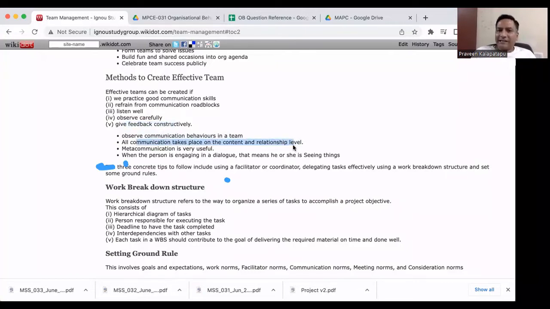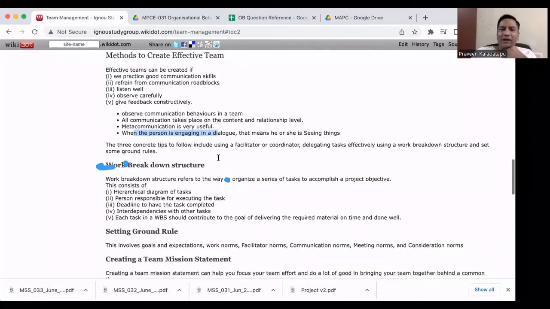All communication takes place on the content and relationship level. So basically anything that discusses relationship matters a lot. Meta communication is very useful. What is meta communication? It is how you are going to communicate with others. There is a communication framework, right? So that is meta communication, communication on communication, rather. That is something that needs to be defined. When the person is engaging in a dialogue, that means he or she is seeing the things. Whoever is engaged in the dialogue, what it means is they are very, very involved.